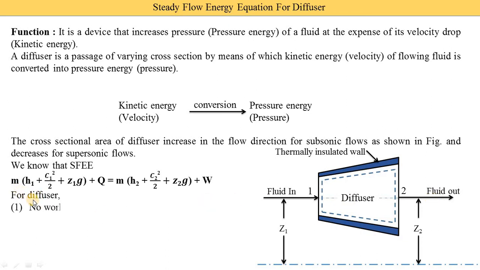For the diffuser there is no work input or output, so W is equal to 0. In this diagram you see we are not supplying any work to the diffuser, nor does the diffuser give any work. That means W is equal to 0.